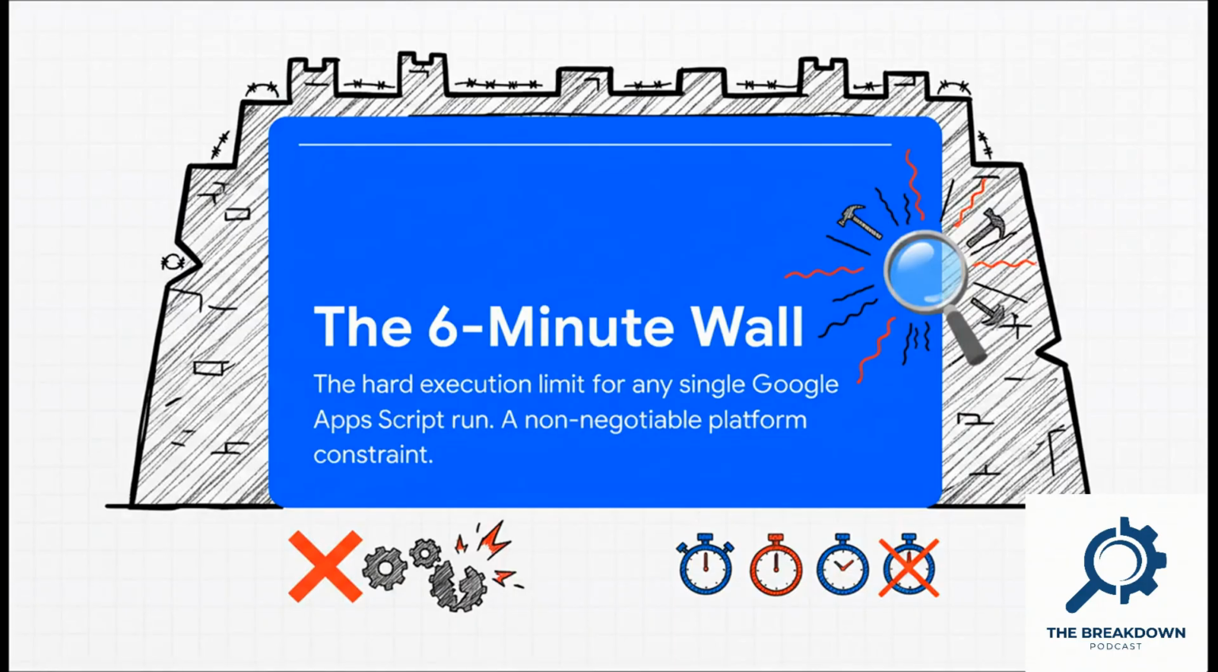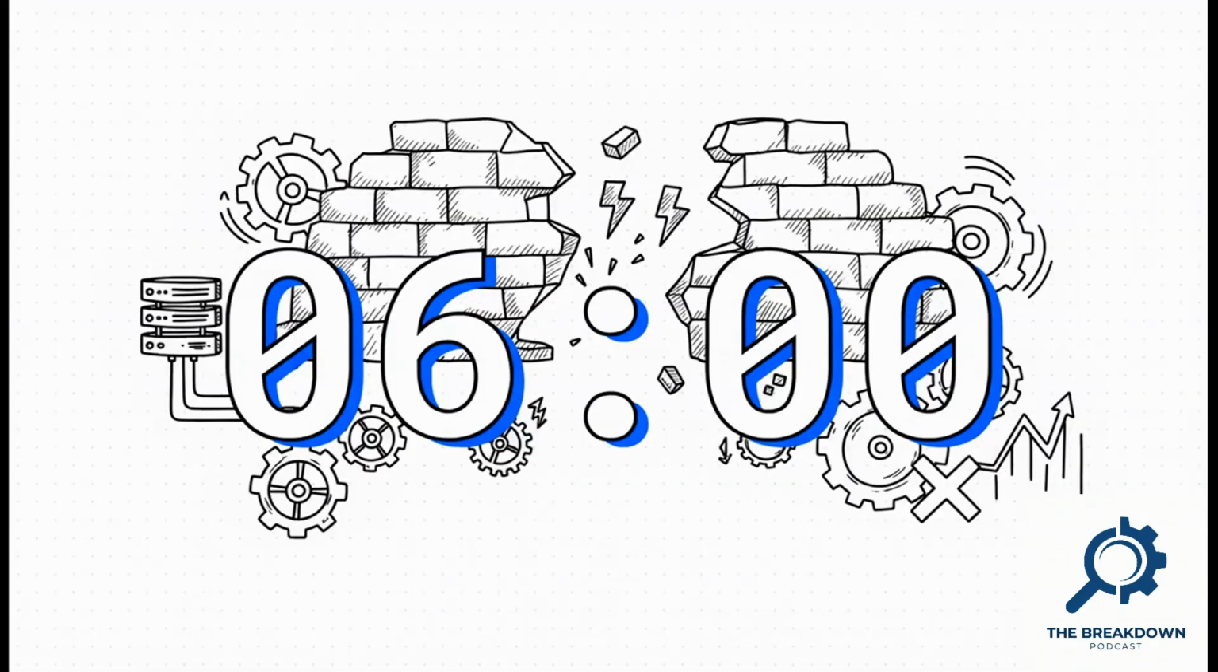You can't argue with it. You can't code around it. It's just a rule. 6 minutes. That's it. After exactly 6 minutes of running, Google's servers will kill your script. It doesn't care if you're in the middle of a critical database write. It doesn't care about anything. The process is just terminated. Stone. Dead. That is the wall.